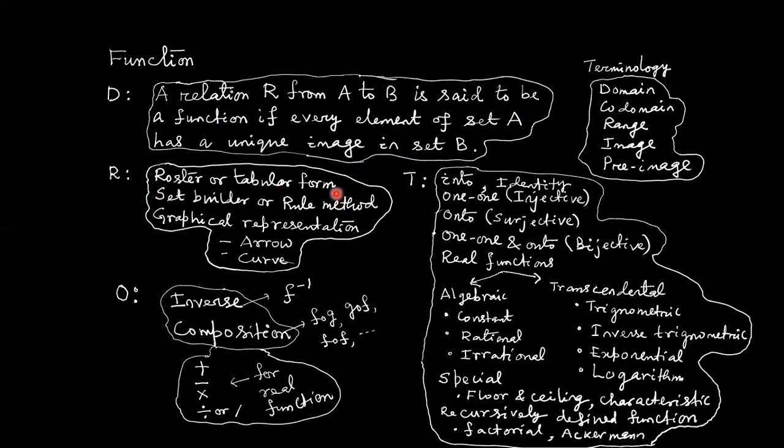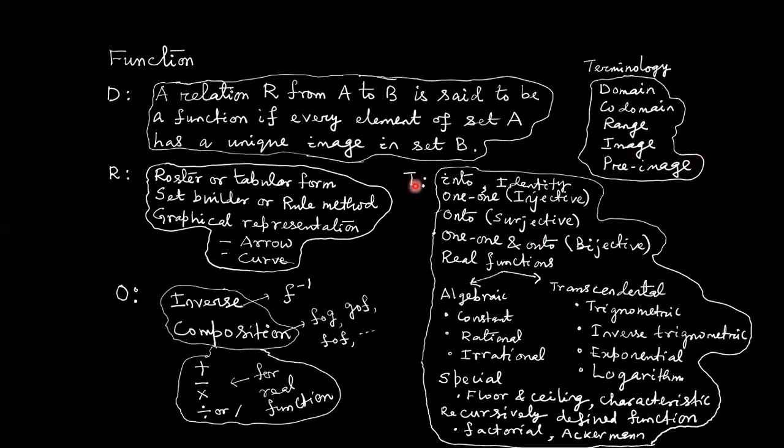In the representation, we can consider roster or tabular form, and set builder or rule method. Then we have graphical representation, like arrow method or curve method, to represent the function. When we discuss function, we should be aware of this terminology: domain of a function, codomain of a function, range of a function, and what we mean by image of a function and pre-image of a function.